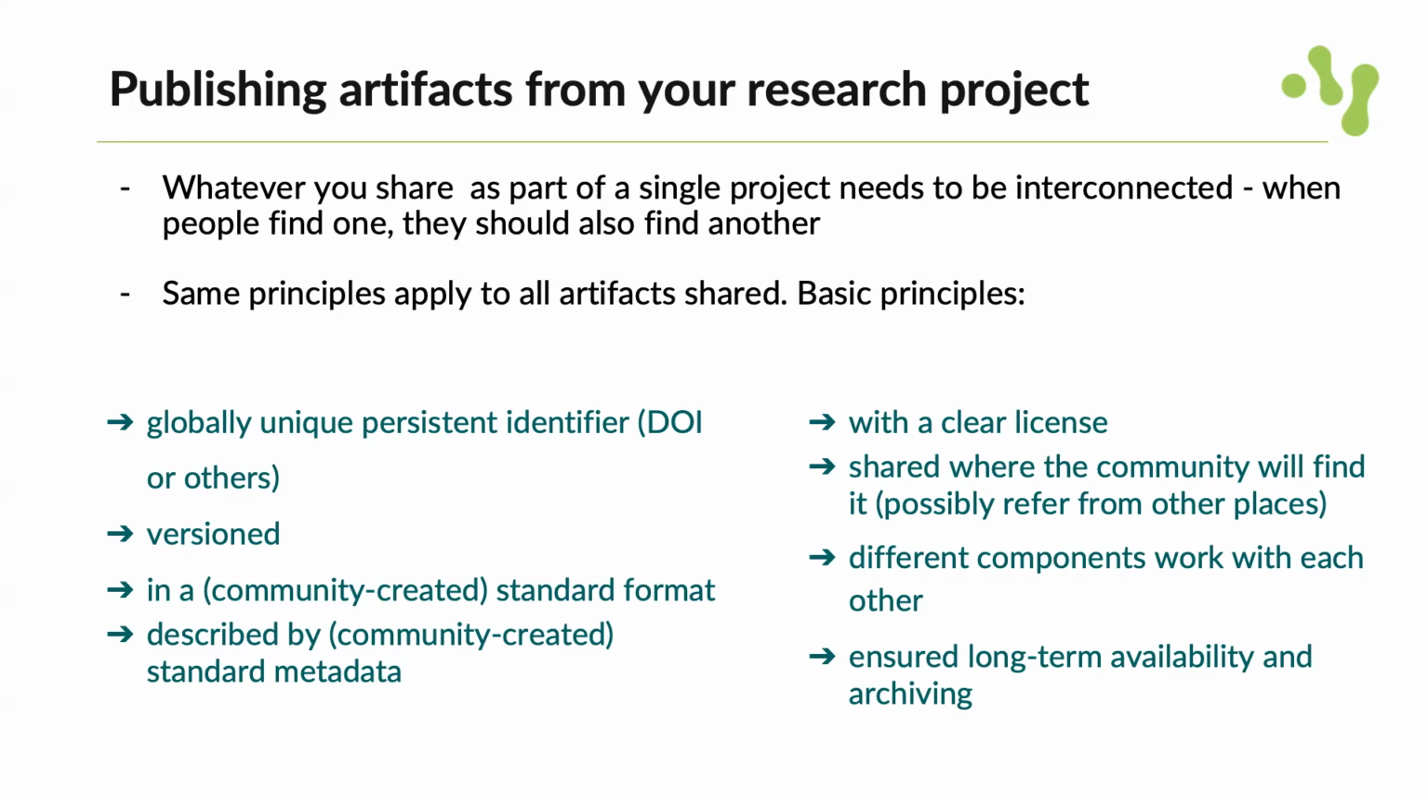Another aspect here is that there might be a place where the community goes, and there might be another place which actually fulfills FAIR principles to some extent. Then you should be sharing it in both places and referring to a place where the community will find it, because it's no use sharing things if no one can find it. So you should always share it where the community can find it, and then you can have a reference to that from another place, which, let's say, gives a unique persistent identifier.